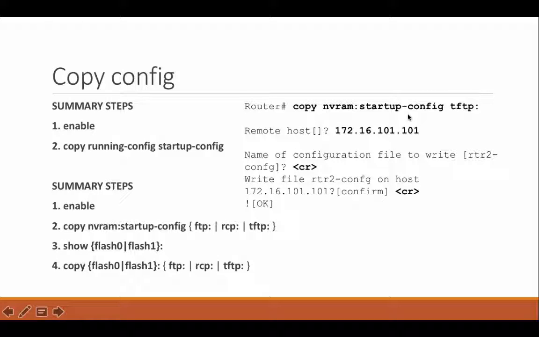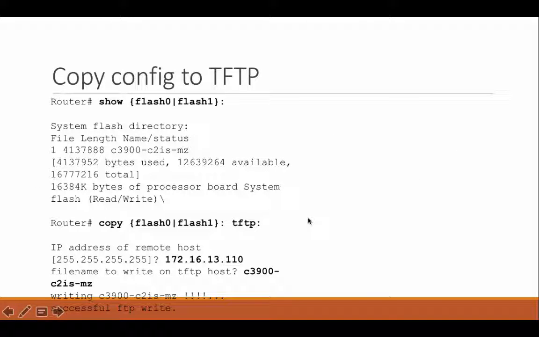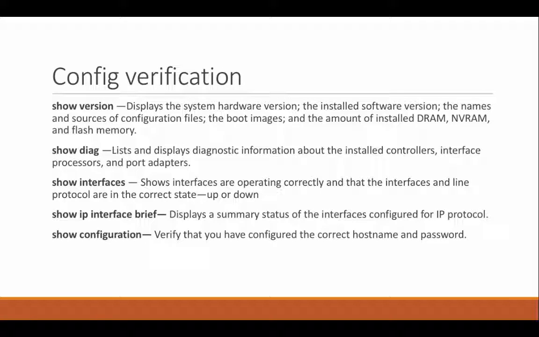If you do copy nvram startup config to a local TFTP server for backup, which you should always do, it'll ask you for the remote host, and then it'll ask you for the name, which the default is RTR2 config. You just accept that, and then it's all done. So copy config to TFTP, again, this is exactly what you see here. It's writing the copy flash. This is copying the flash image to a TFTP server for backup purposes from a 3900. All done. So then you have the config verification.